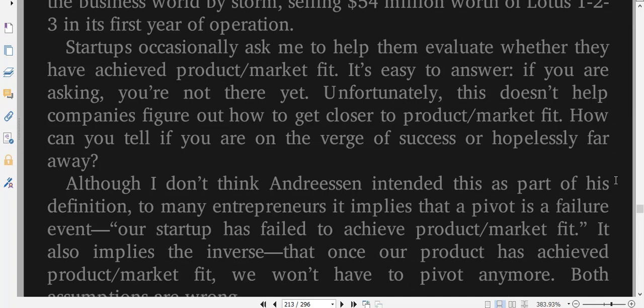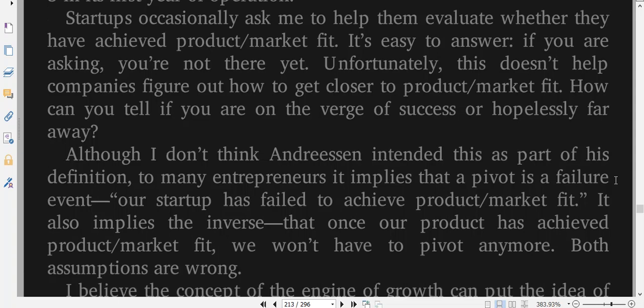A startup occasionally asks me to help them evaluate whether they have achieved product market fit. It's easy to answer: if you are asking, you are not there yet. Unfortunately, this doesn't help companies figure out how to get closer to product market fit. How can you tell if you are on the verge of success or hopelessly far away?